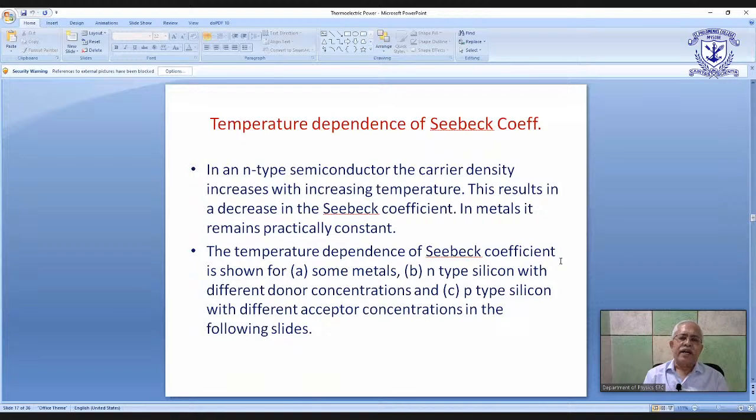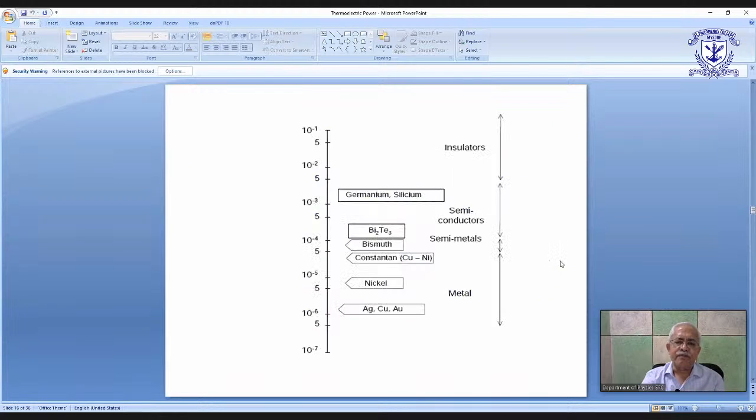It is, as I said, that the Seebeck coefficient S depends on temperature. So it is good to know how temperature affects the Seebeck coefficient. If you look at an N-type semiconductor, the carrier density increases with temperature. So at the hot end, the carrier density will increase, and the more the number of carriers, the smaller is the Seebeck coefficient, which is the correlation seen in the previous diagram.